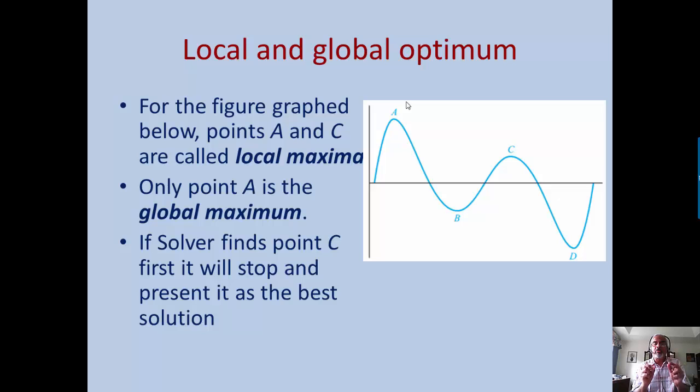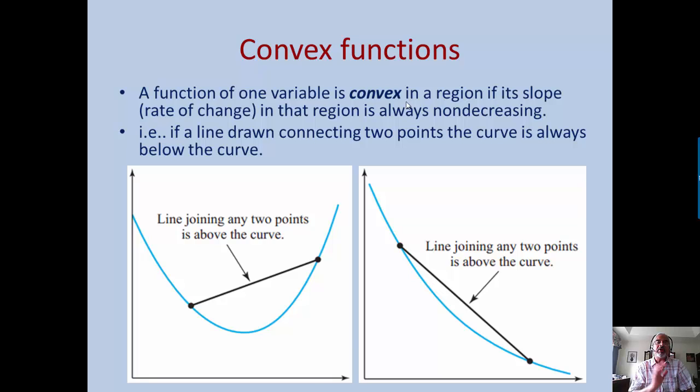So we'll talk more about global and local optimum in just a few minutes. Let's see under what conditions you're guaranteed to get global optimum. When you have convex functions and concave functions, then you will get global optimum. You are guaranteed to get global optimum. The GRG methodology will give you the global optimum.